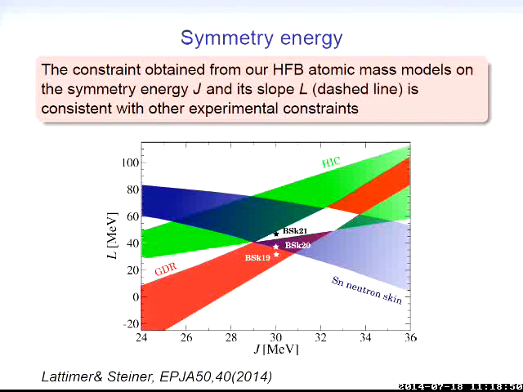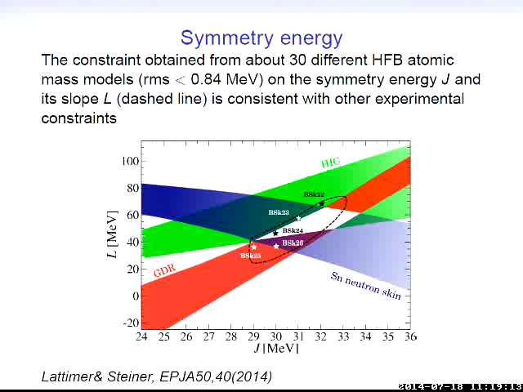So how about the symmetry energy? This picture was already shown yesterday by Jim. It shows the symmetry energy coefficient J as a function of its slope, L, for different constraints. And here it shows where these functionals lie. For a more systematic analysis, the range of values we found by fitting nuclear masses lies within this dashed area. It's about 30 different mass models, with root mean squared deviation below 0.8. We only keep the nuclear mass models with this accuracy, and this lies in the range that is consistent with other experimental constraints.